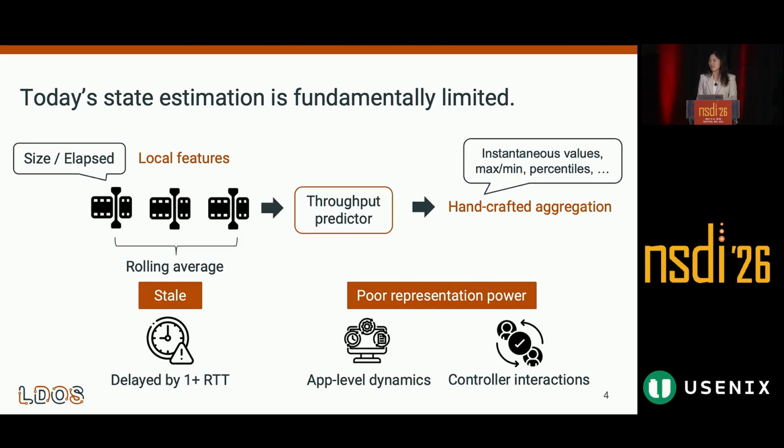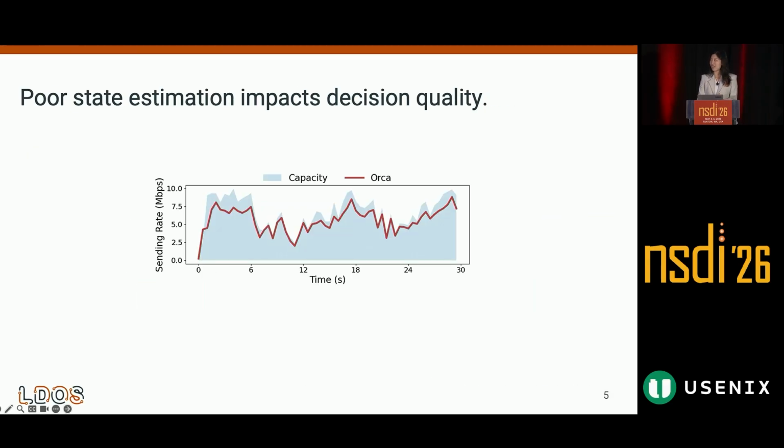The second problem is that these representations have very poor representation power because they're missing a lot of latent factors in the network, for example, application-level dynamics or controller interactions. And with these, even a powerful learned controller is constrained by a weak and incomplete view of the network state. In fact, this poor state estimation has already hurt decision quality in practice.